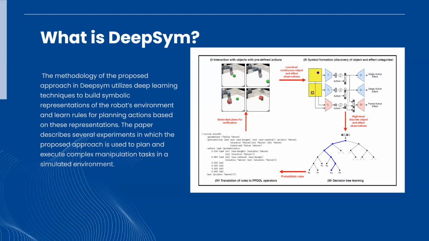Let me briefly talk about DeepSym. You can see the general process on the right. The methodology of the proposed approach in DeepSym utilizes deep learning techniques to build symbolic representations of robots' environments and learn rules for planning actions based on these representations. The paper describes several experiments in which the proposed approach is used to plan and execute complex manipulation tasks in a simulated environment.